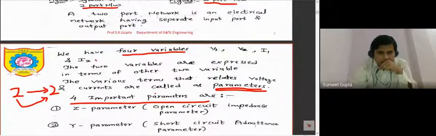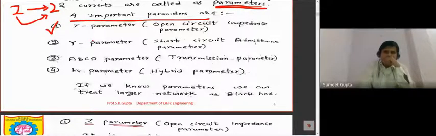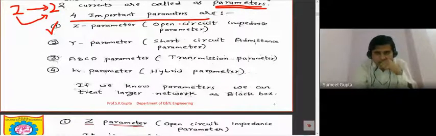The first parameter is the Z parameter. The Z parameter is also called the open circuit impedance parameter. Why is it called impedance? Because in Z parameters, we will be calculating voltage upon current.